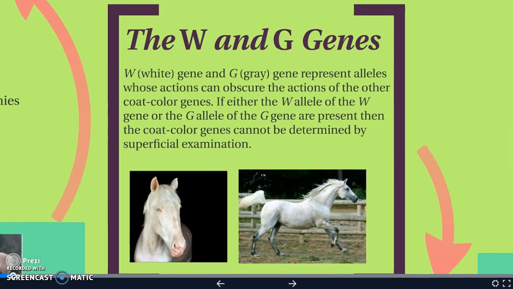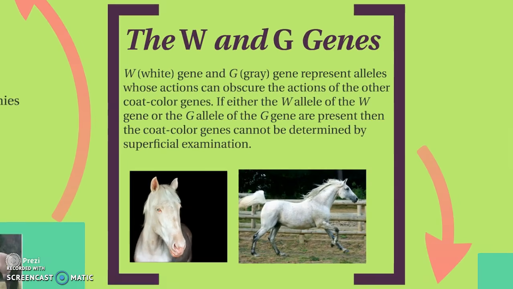Alright, starting with W and G. W, white, and G, gray, represent alleles whose actions can obscure the actions of other coat color genes. If either the W allele of the W gene or the G allele of the G gene are present, then the coat color genes cannot be determined by superficial examination.